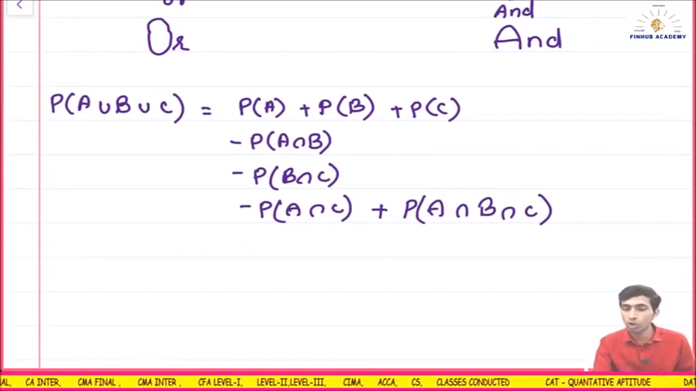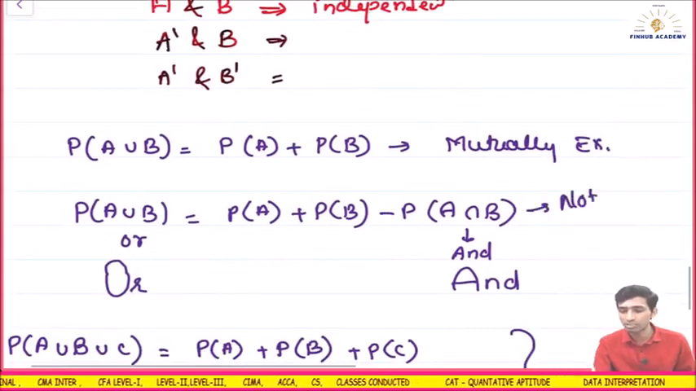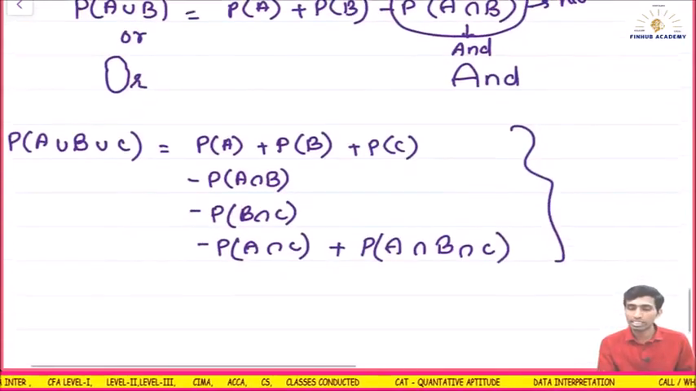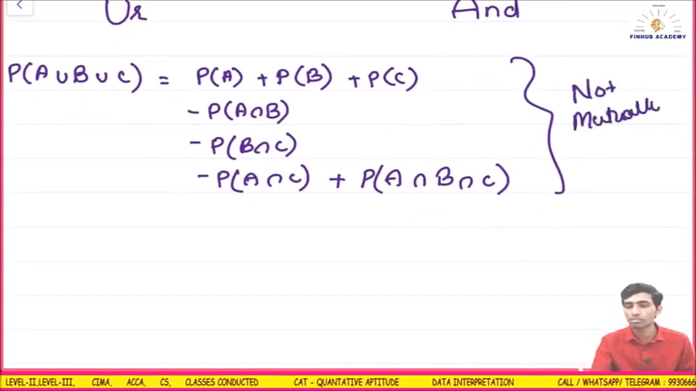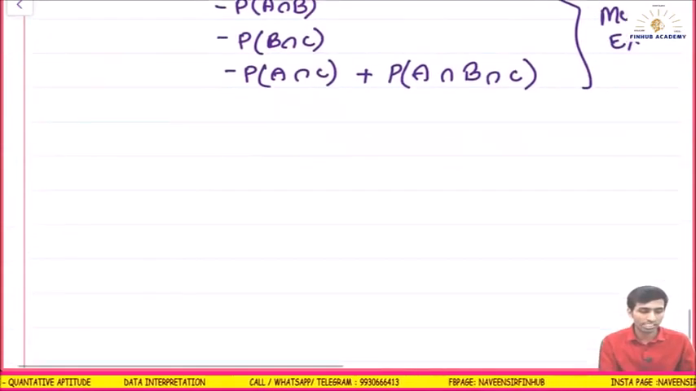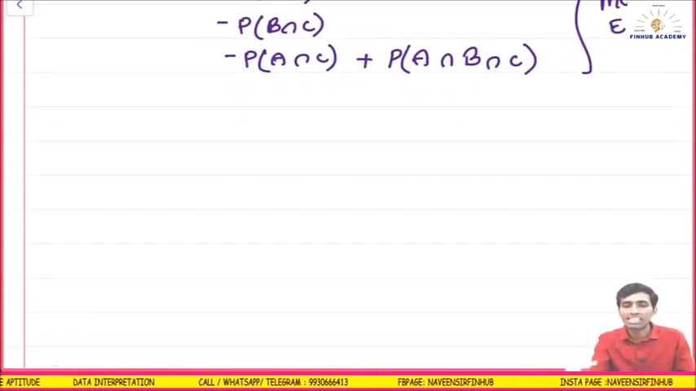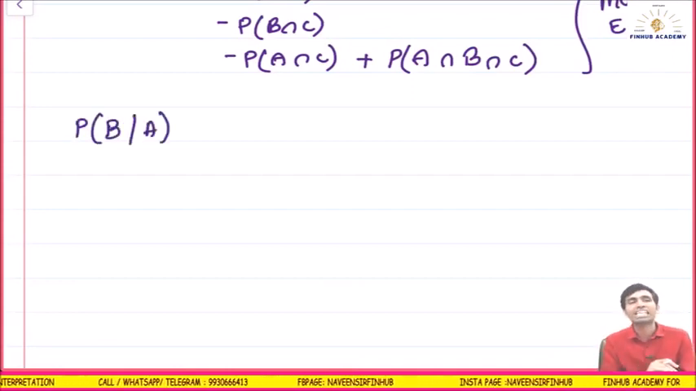This is for not mutually exclusive, like we did here, where the intersection is there. Here also, same, not mutually exclusive. Okay, coming back, conditional probabilities. Probability of B intersection B, given that A has already happened.